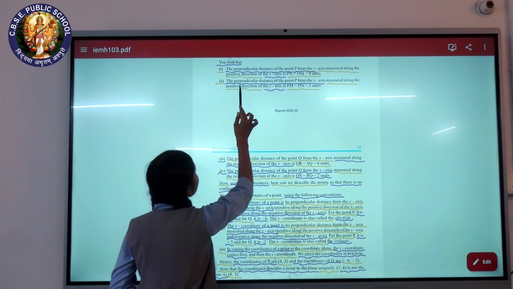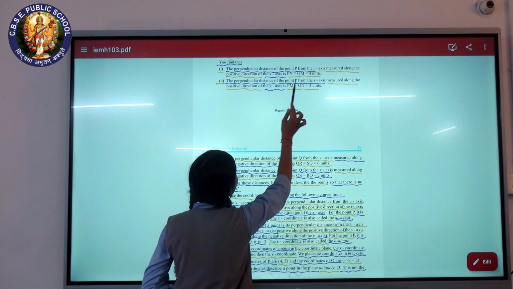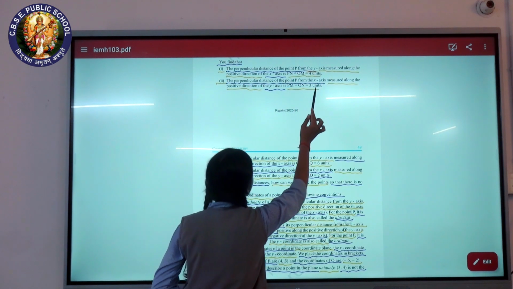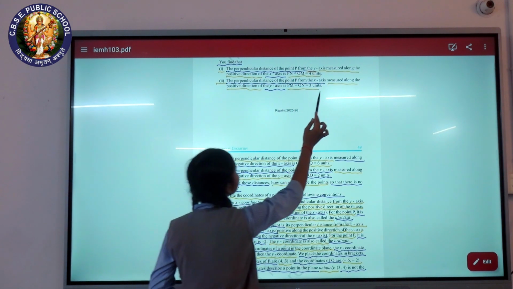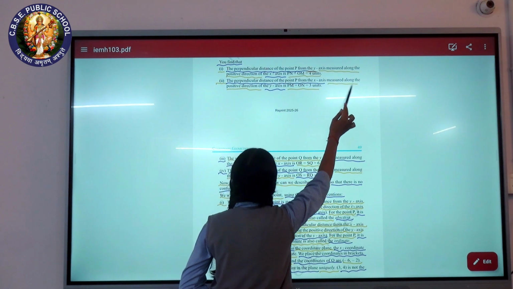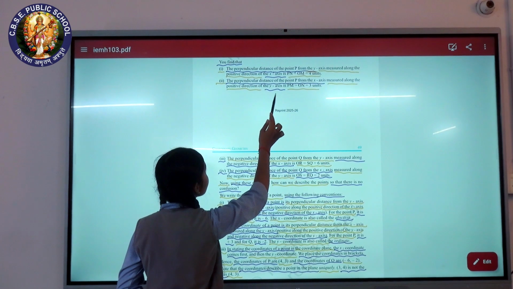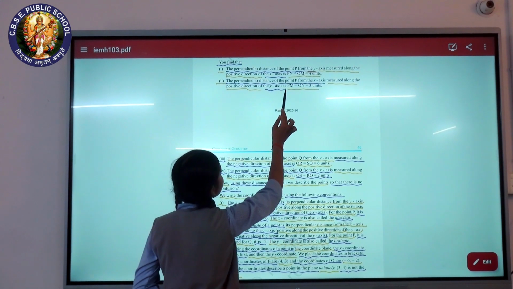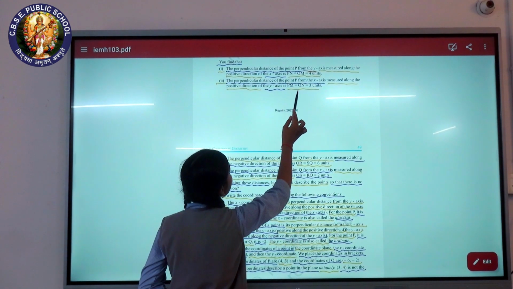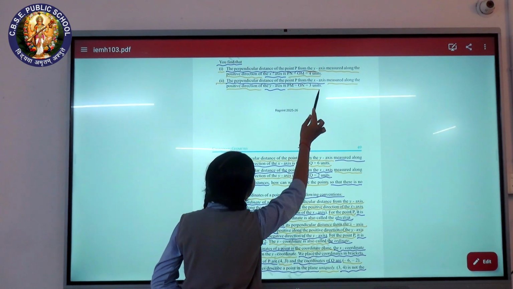Second, the perpendicular distance of the point P from the x-axis, measured along the positive direction of the y-axis, is PN equal to ON equal to 3 units.